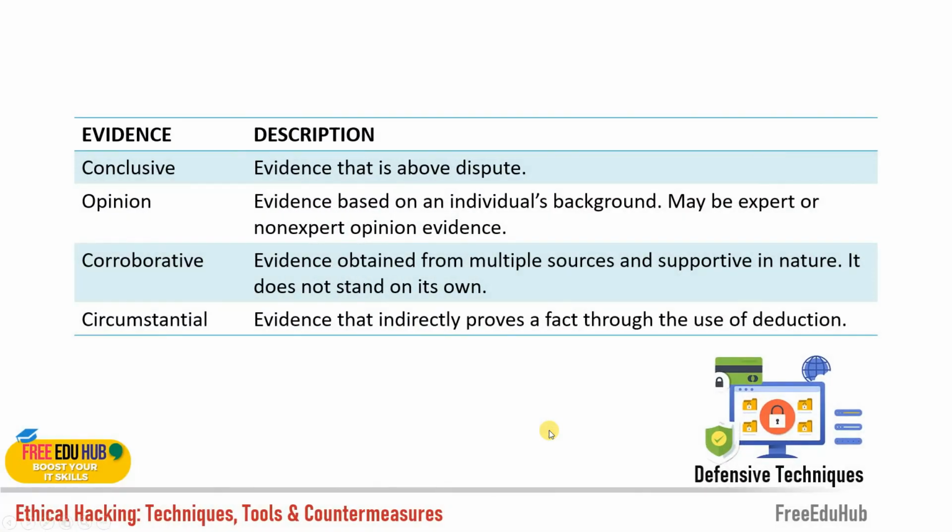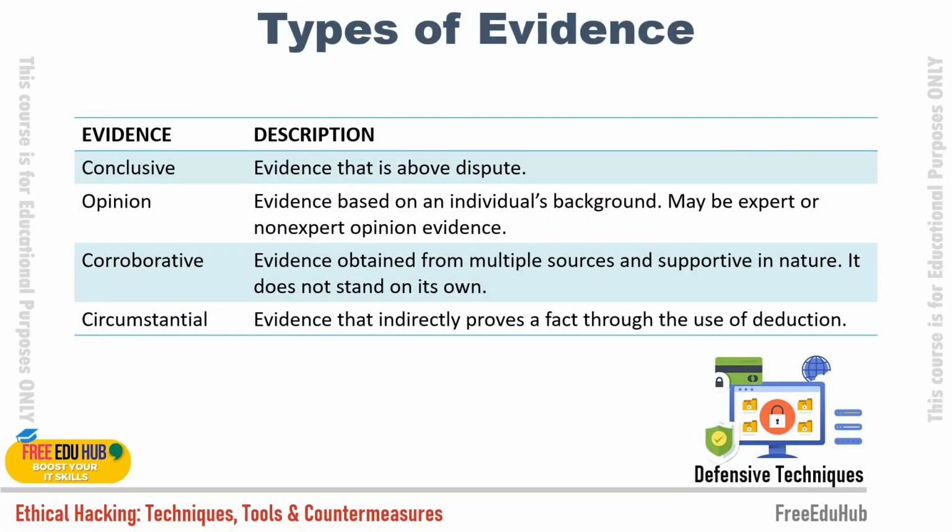Then we have other categories of it, and we call them conclusive, opinion, corroborative, or circumstantial evidence. Conclusive is evidence that is beyond dispute. So that's a final remark. There is no dispute about it, and that's the real evidence that we have. Opinion is evidence that is based on an individual's background, maybe the expert or non-expert opinion on the evidence, that it is quite possible that something like that happened, or it could be an opinion of a person.